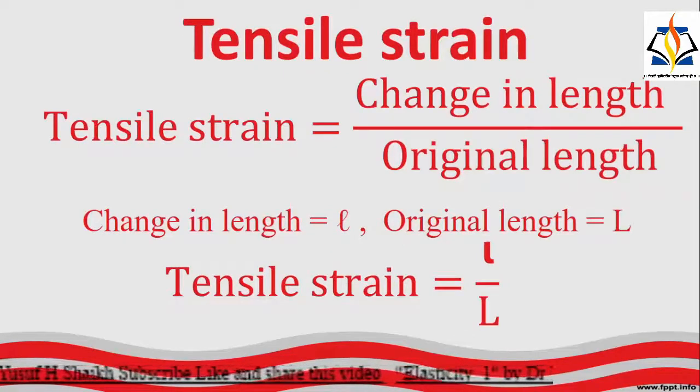Consider a wire of length L suspended by a fixed support. If a load is applied at its free end, there will be a small increase in its length, and the increase in length is called extension or elongation. So tensile strain is equal to change in length per unit original length. That is, tensile strain is equal to small l upon capital L, where small l is the change in length and capital L is the original length.